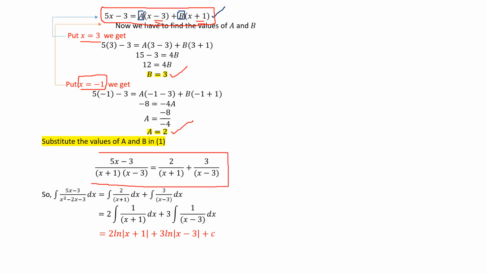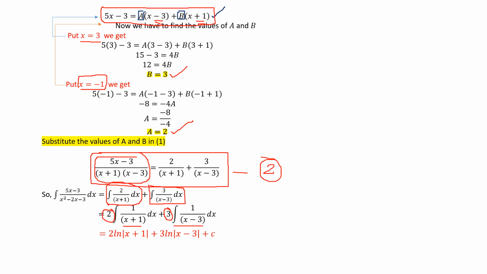The question is, I have to integrate this function. So let me integrate both sides of this equation, let me call it equation number 2. I have to integrate equation number 2 on both sides with respect to x. So we have integral of 2 over x plus 1 dx plus integral of 3 over x minus 3 dx. We have taken 2 outside from the first integral, and 3 outside from the second integral. So we are left with the integral of 1 over x plus 1, and in the second term, 1 over x minus 3.